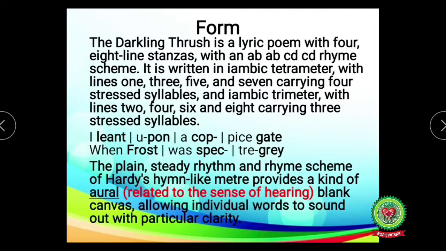Now let's read further. It is written in iambic tetrameter with lines 1, 3, 5 and 7 carrying 4 stressed syllables and iambic trimeter with lines 2, 4, 6 and 8 carrying 3 stressed syllables. Now children, the meter of the poem is iambic tetrameter and iambic trimeter. Now what is meter? Meter is the basic rhythmic structure of a verse of lines in a poem.